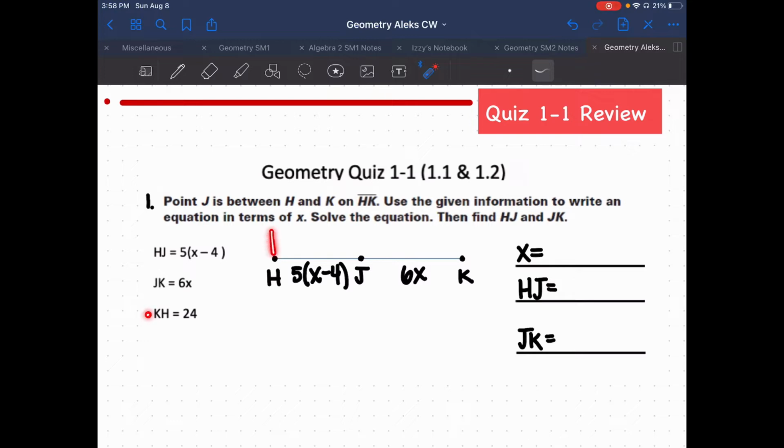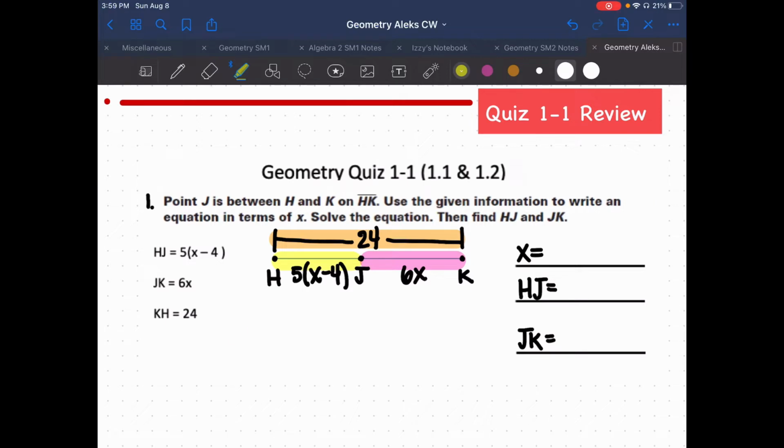And H to K would be this whole line up here. Now I am going to choose to use the whole thing, just to remind myself that the 24 goes from one end to the other. Once I see it on here, I know that I'm going to be using the segment addition postulate. So I'm going to highlight this in yellow, this part in pink, and the whole thing in orange.